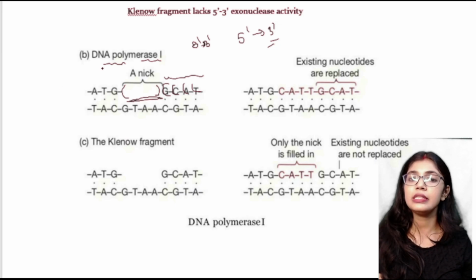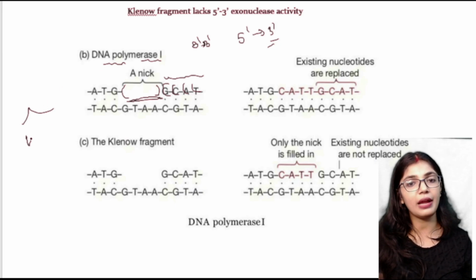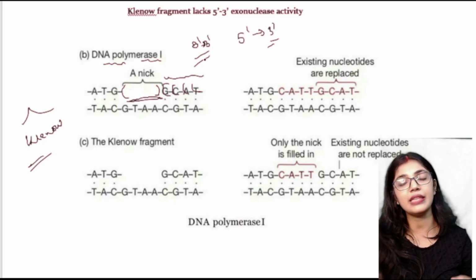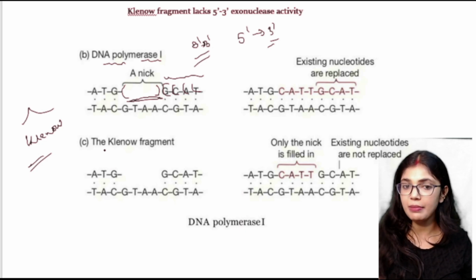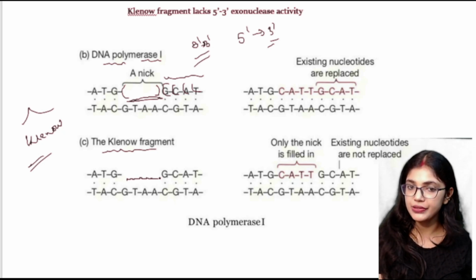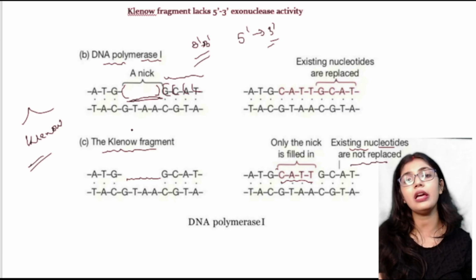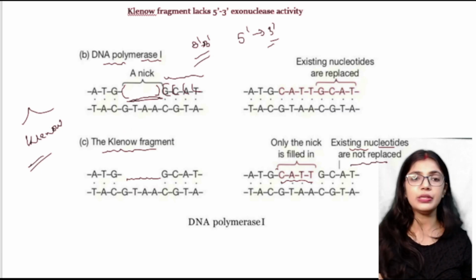So this DNA polymerase 1 was divided into a large and a small fragment. One fragment is known as the Klenow fragment. In this Klenow fragment, the 5 prime to 3 prime exonuclease activity was removed. So what happens in this Klenow fragment? We can see here that there is a gap present, and by the use of DNA polymerase 1, the gap is filled. But the other nucleotides are not being removed. Existing nucleotides are not replaced when we use a Klenow fragment of DNA polymerase 1.